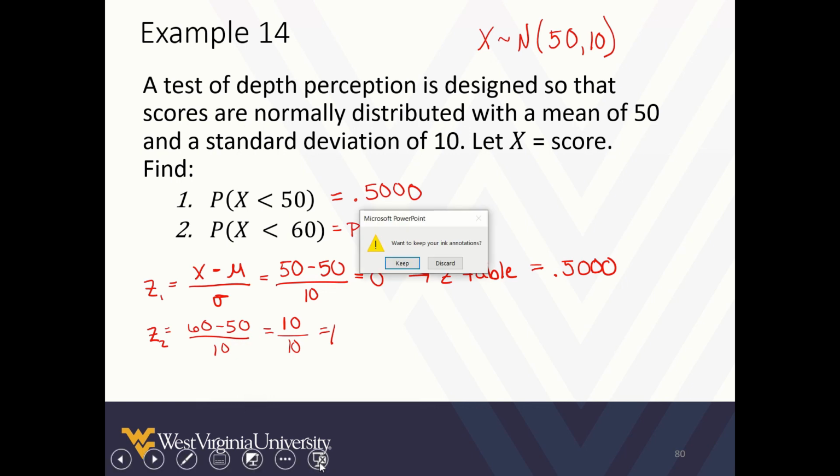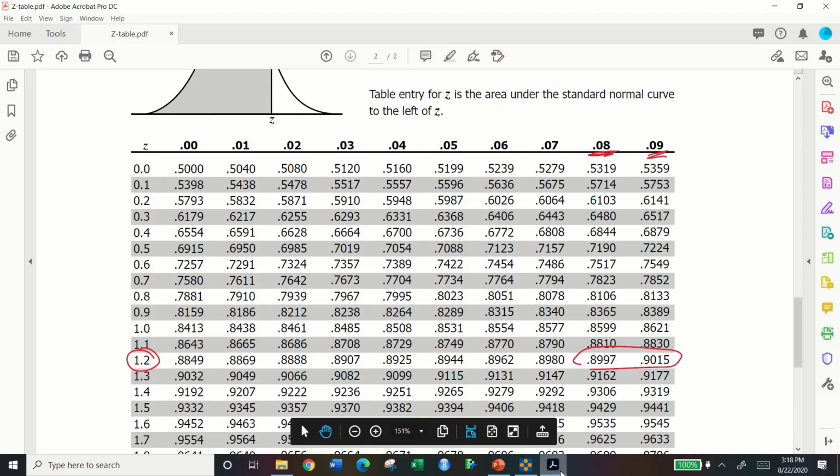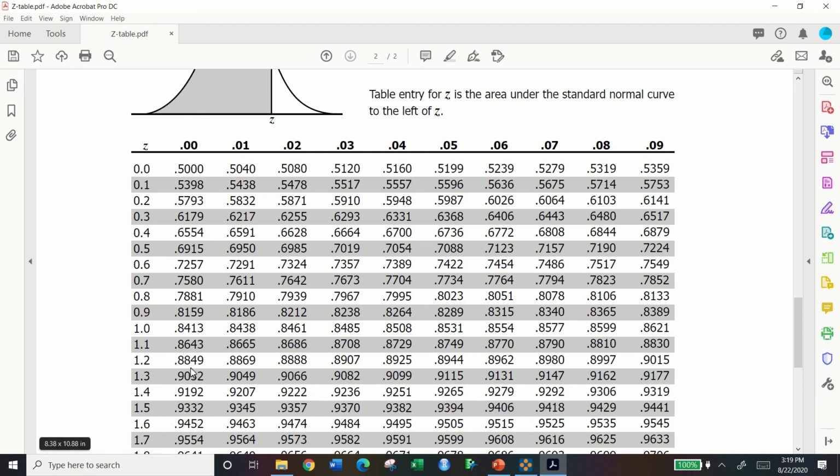So again, I'm going to exit out of here. Yes, I want to keep my ink notifications, and we're going to look for 1. Let me erase my previous handwriting. Finding exactly 1, thankfully for us, is not hard. 1.00. The area for this is going to be 0.8413. And since we're here, remember for our first part, we had 0, and that is exactly 0.5. So 0.8413.